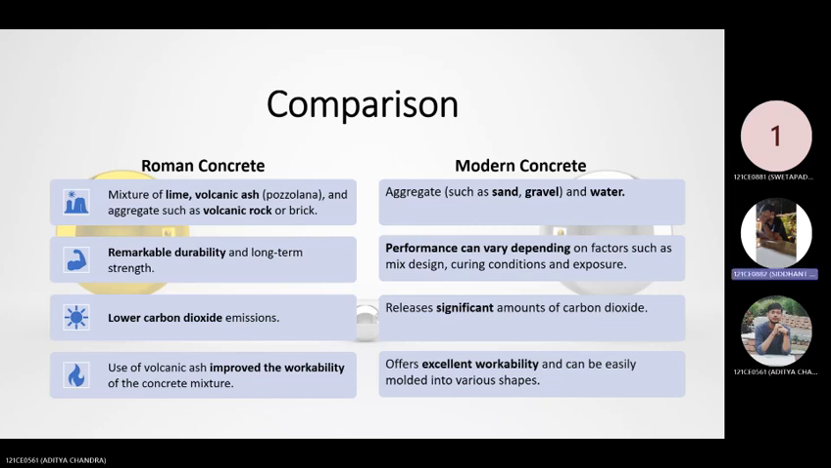And coming to the third difference is that it has lower carbon dioxide emissions, while in the modern concrete there is a significant amount of carbon dioxide emissions while the settling of the Roman concrete. Coming to the fourth difference is that the use of volcanic ash improves the workability, that we can mold it to any shapes and sizes, showing us the great moldability and the workability of the concrete. Coming to the modern concrete, it also offers excellent workability and can easily be molded into various shapes.